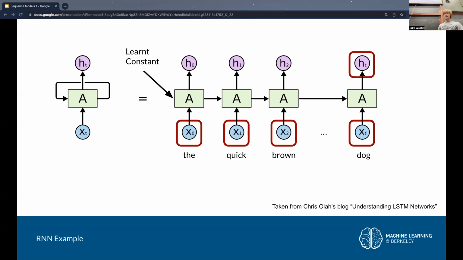Or if we're doing sentiment classification, then we just ignore everything except for the very last one in our sequence, HT. And we interpret the output as how happy or angry we thought the input sentence was. So they're all vector outputs, and we choose how to interpret them. Does that make any sense?